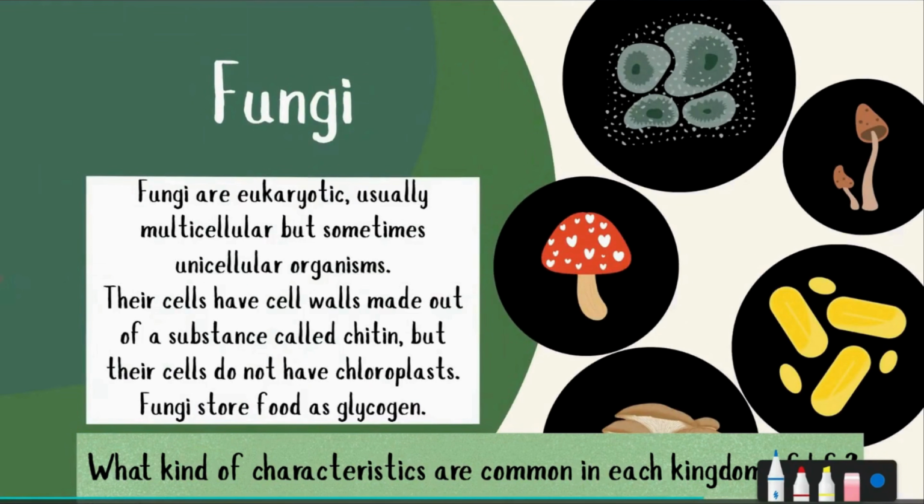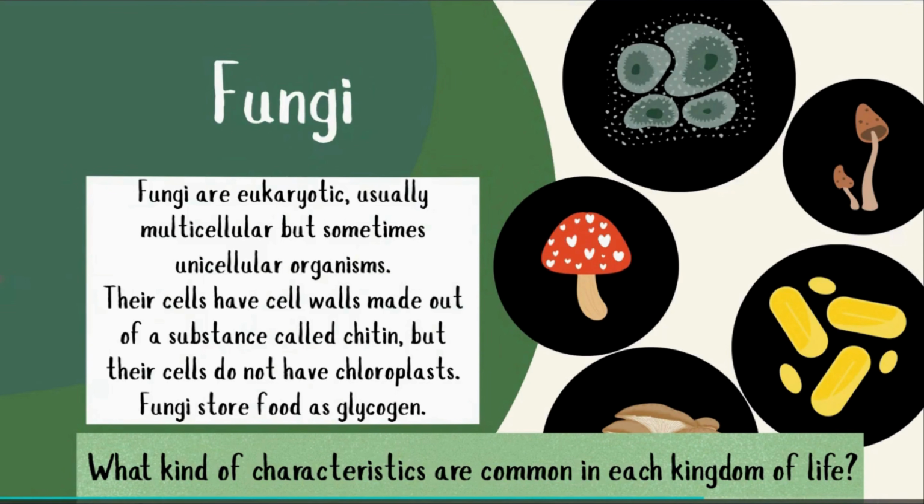Then we have our kingdom fungi. Fungi are eukaryotic. They're usually multicellular. Most of them are multicellular. Usually anything that you'll be able to see is going to be multicellular. If something is unicellular, you need a very strong microscope to be able to see them. You do not see unicellular organisms with your naked eye.